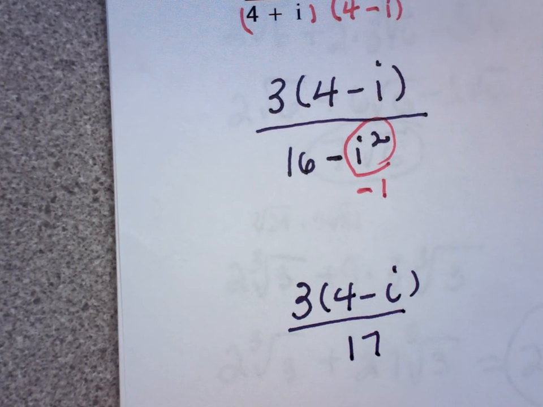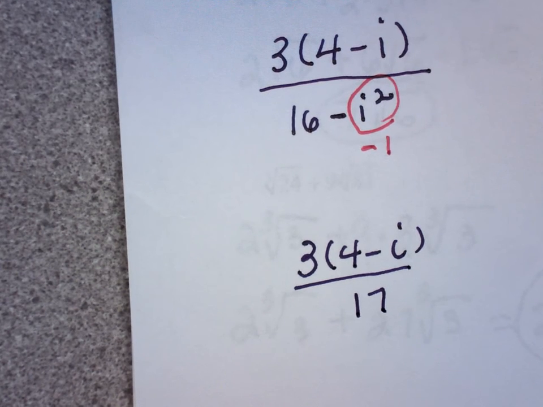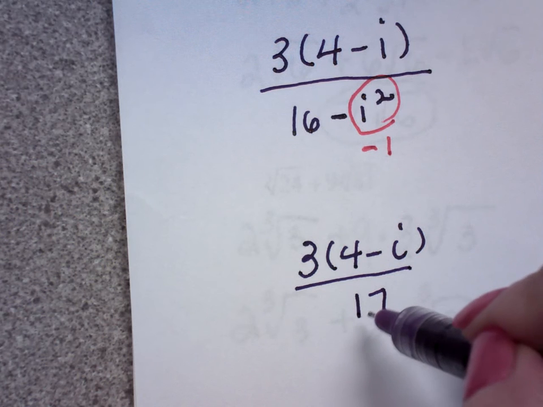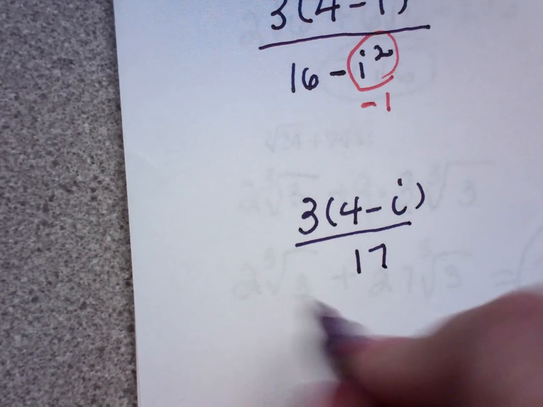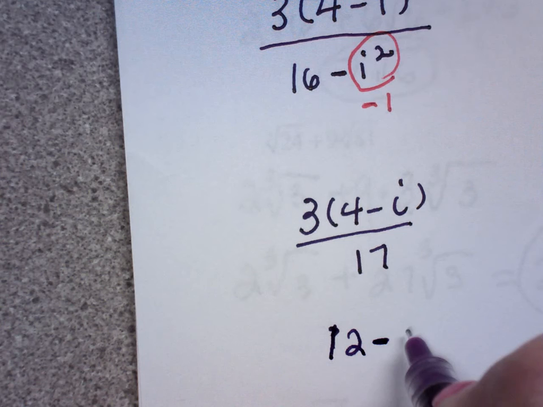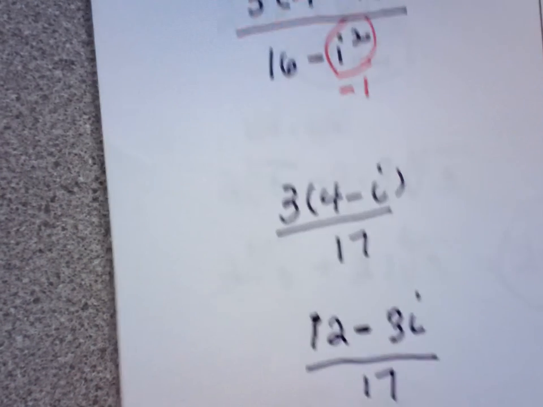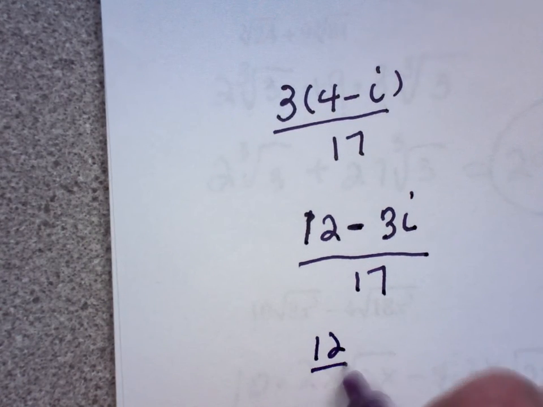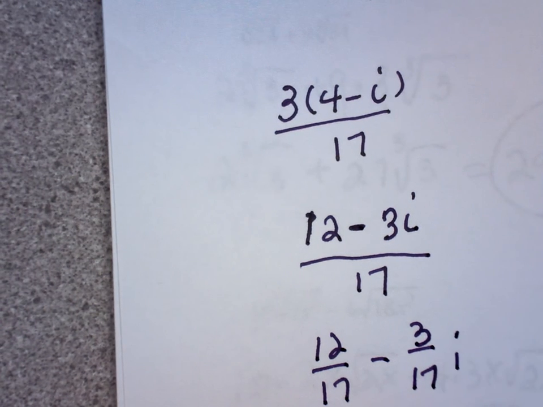Now, I don't have any problem with that answer, however, your book would. They wanted an a plus bi form. What I would do, if that would be a 12, I would have reduced out that 3. Now, I have to multiply this through: 12 minus 3i divided by 17. So that a plus bi form is 12 over 17 minus 3 over 17 times i.